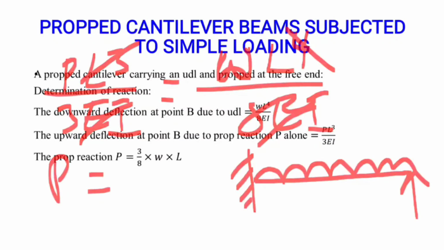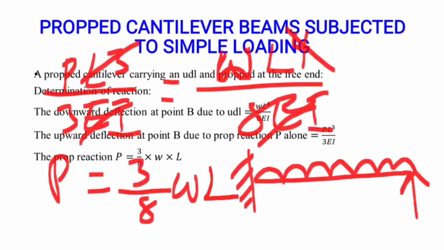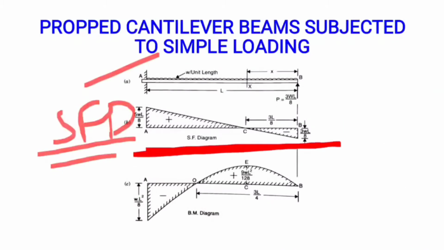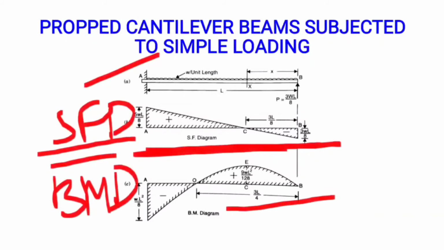P is equal to 3 by 8 small w capital L. This is the prop reaction. We can observe the shear force diagram and bending moment diagram. This is the loading case of a propped cantilever beam carrying UDL throughout its span. If you plot the SFD, this is the SFD diagram. If you plot the BMD, this is the BMD for the respective loading diagram.